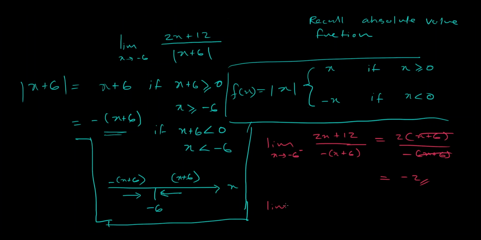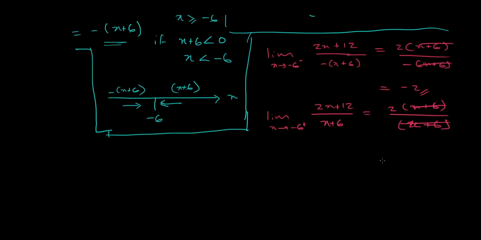Now we are going to evaluate the limit from the right side. The right side is positive, so that is equal to 2(x plus 6) over x plus 6. Again we are taking the common factor 2 out, and we can cut off the x plus 6, and that will yield us 2, correct? So the right hand limit is not equal to the left hand limit.